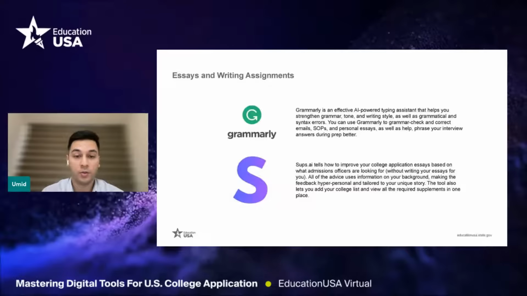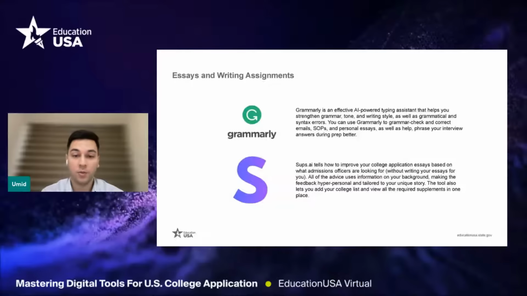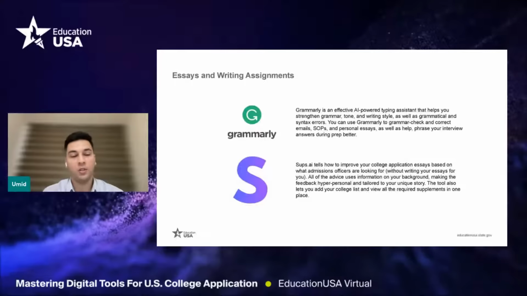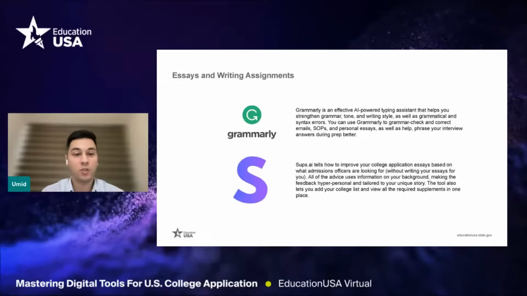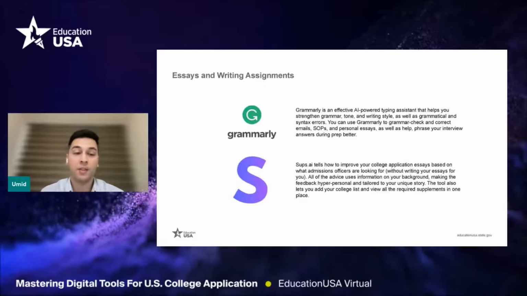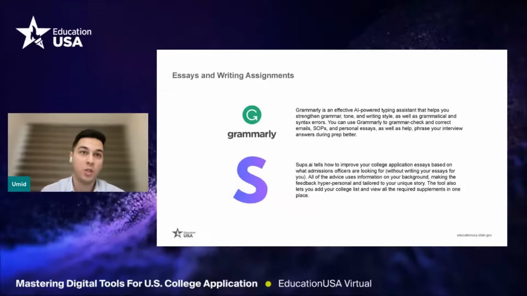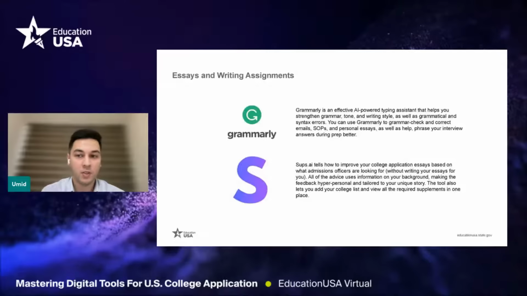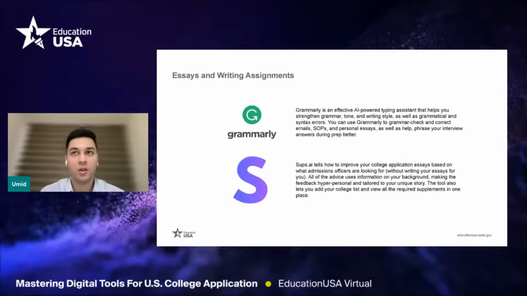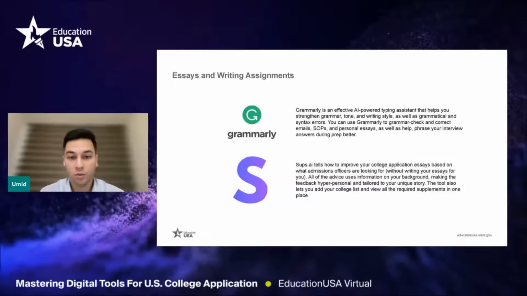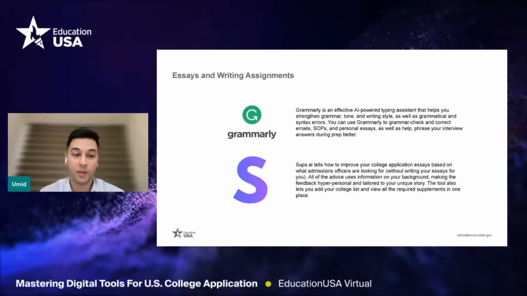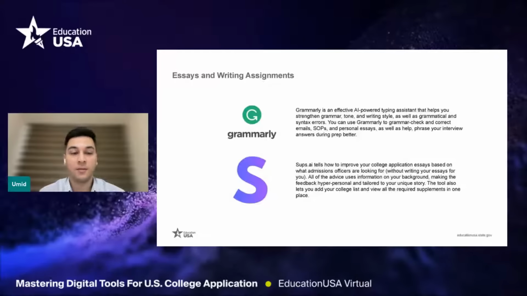This tool also lets you add your college list and view required supplements in one place. So it helps you to organize. Once again, I'm telling you that you should not use these tools to generate answers for you. You have to give the ideas. Maybe you can use tools such as Grammarly, Sups, and ChatGPT to help make your essays better, but you shouldn't use AI to write the essay for you.